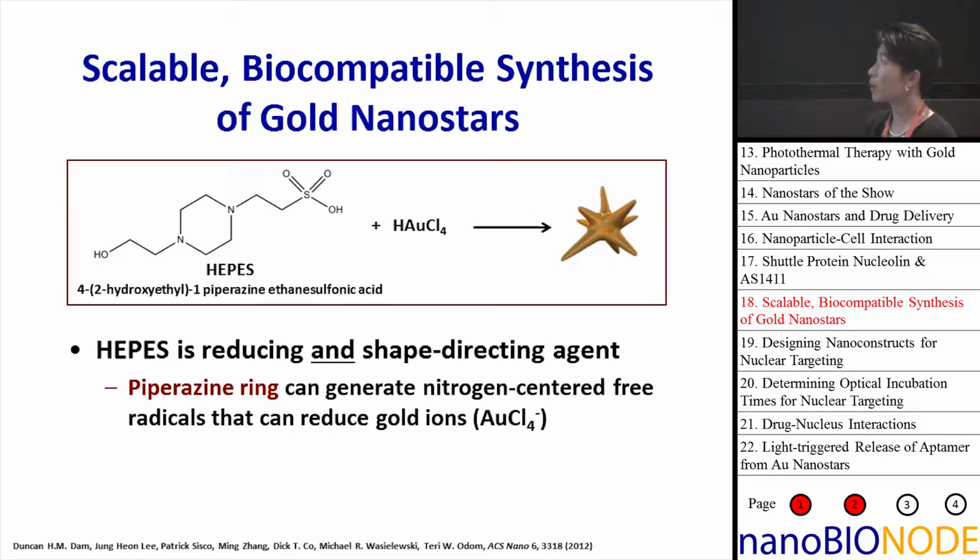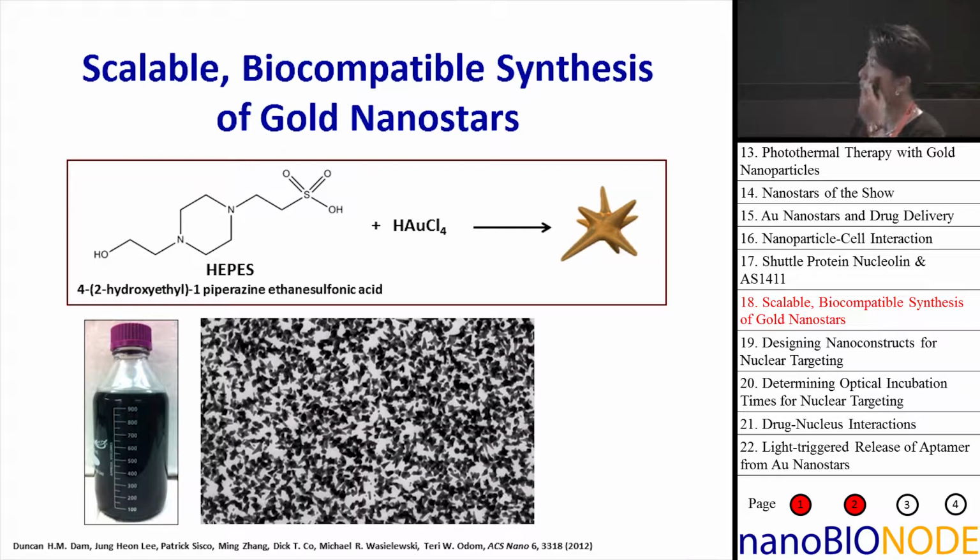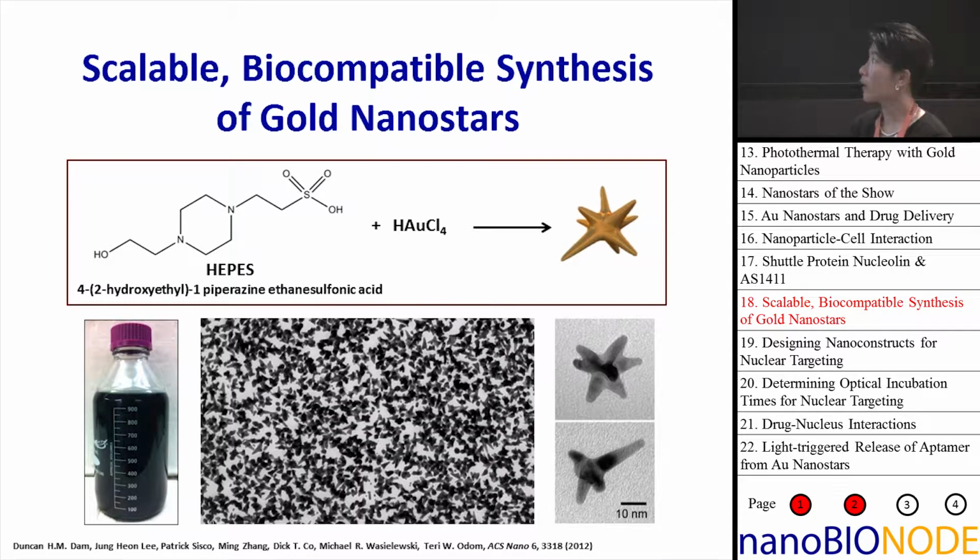I won't go through the chemistry on this, but what you can do is scale it, and so you can make like 5-liter vats of these. This is what a low-resolution transmission electron microscope image looks like, and this is not high resolution, but here are some zoom-in images of what the stars look like. So they're about 30 to 40 nanometers in size, and they have different branches that come out along the 1-1-1 directions.